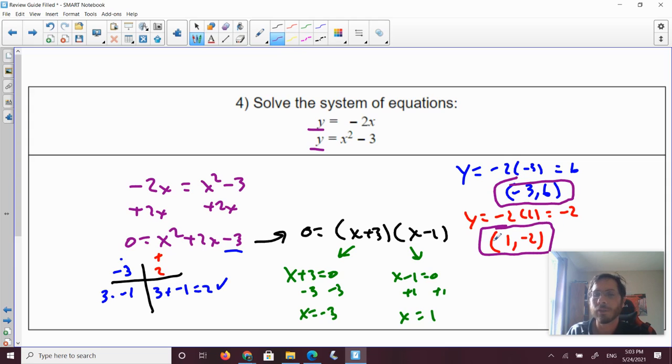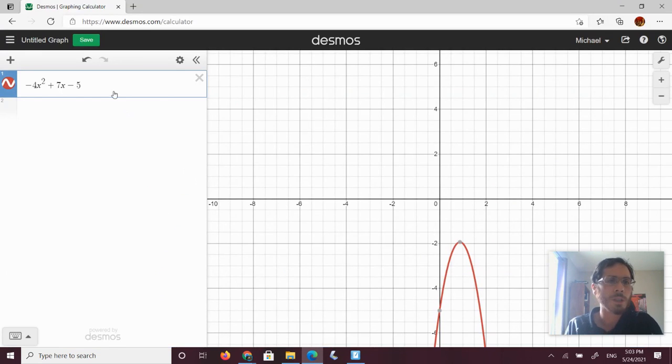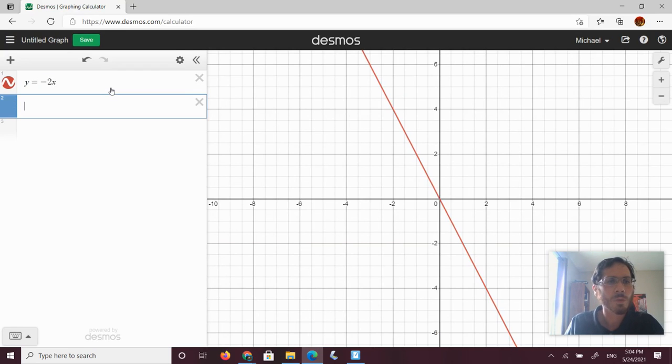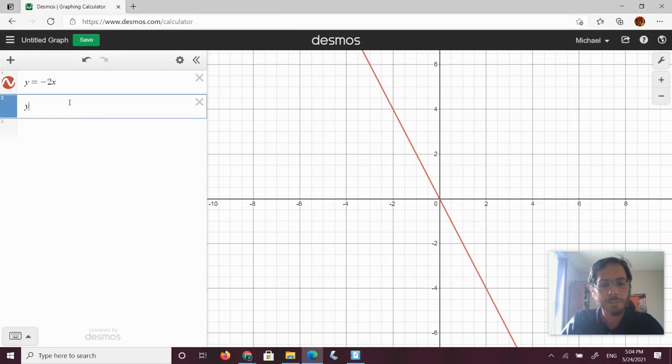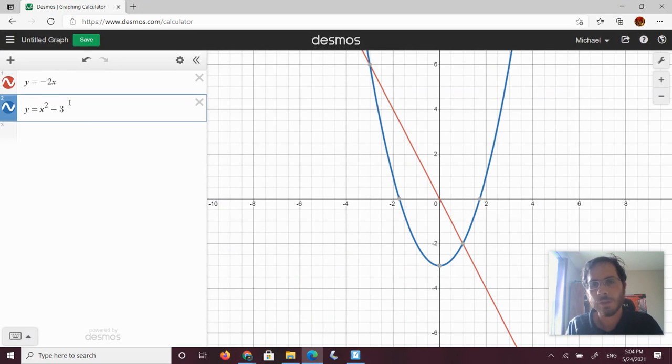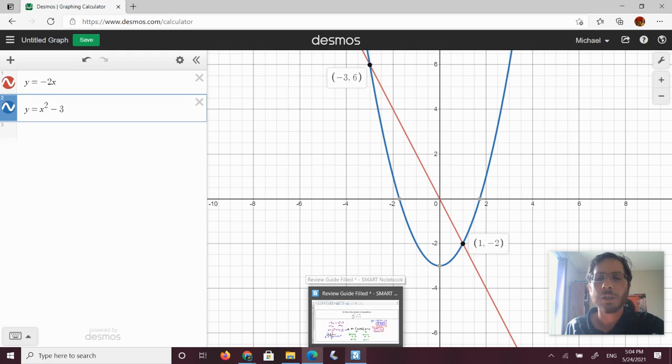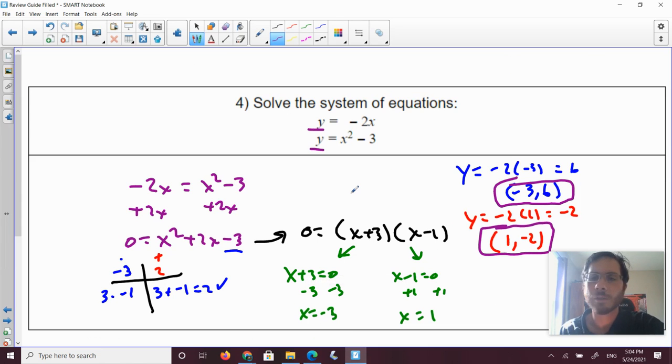So let's go ahead and graph it, and let's see if we get the same thing from the graph. So we get y equals negative 2x. Okay, that doesn't seem too bad. Y equals x squared minus 3. Okay, so it looks like we're touching at two spots. We've got one up here, negative 3, 6. We found that one. And 1, negative 2. So that matches with what we got algebraically. So we're pretty confident we got the answer right there.